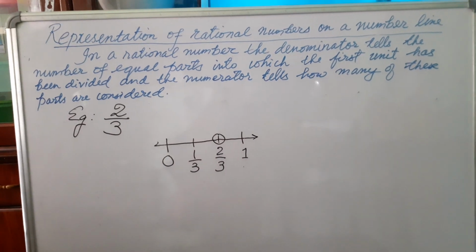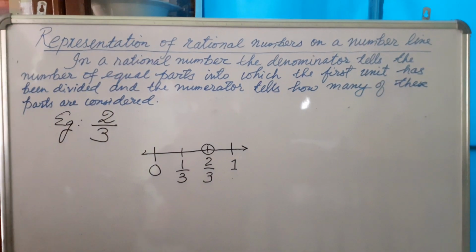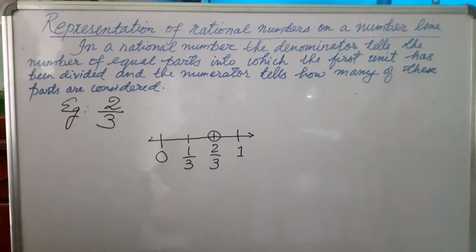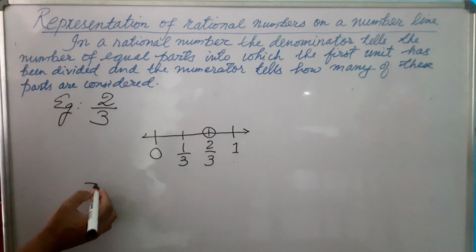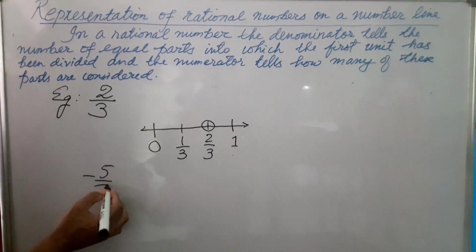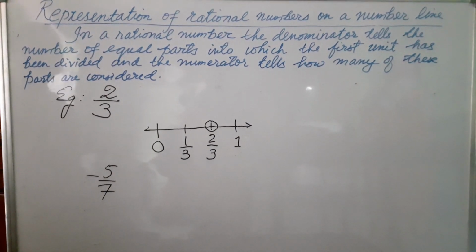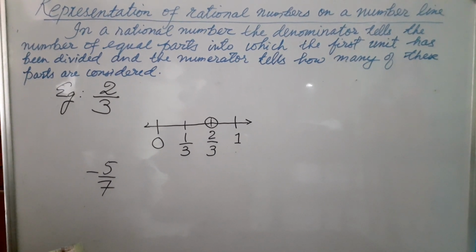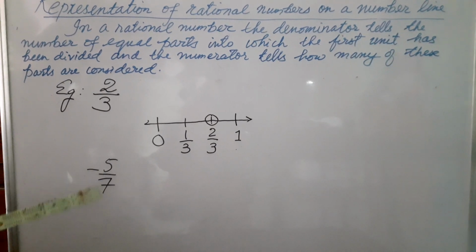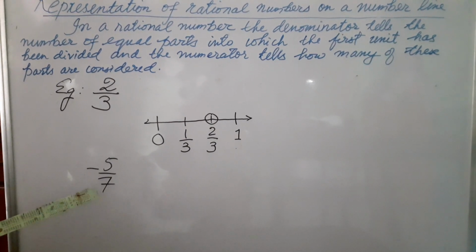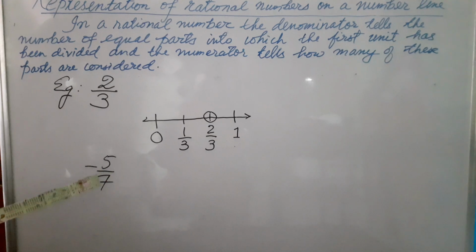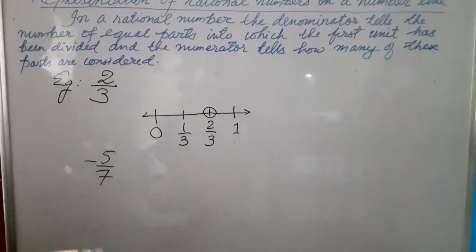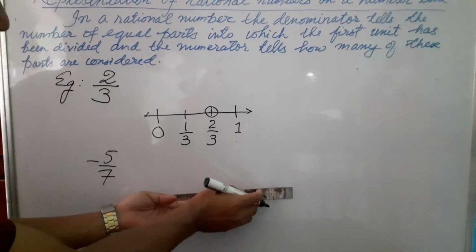Let us consider negative rational numbers. Negative rational numbers will be on the left of 0. For example, if I write minus 5 by 7, this is a negative rational number. This means 5 out of 7 equal parts on the left of 0. We will draw a number line.